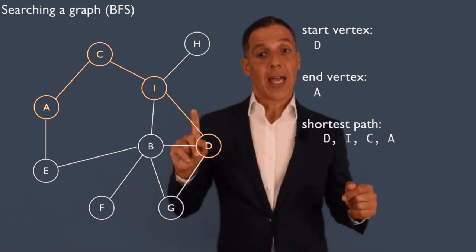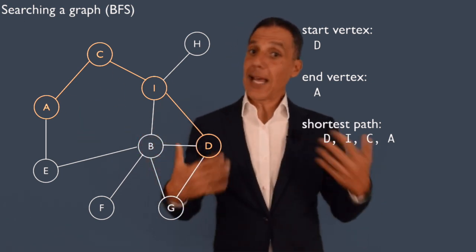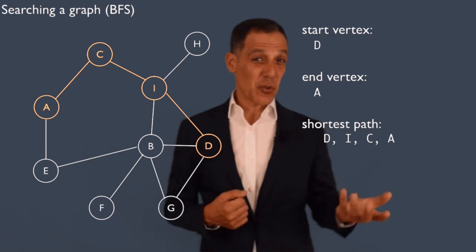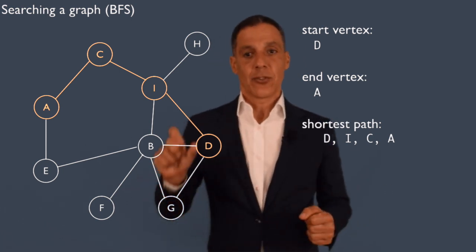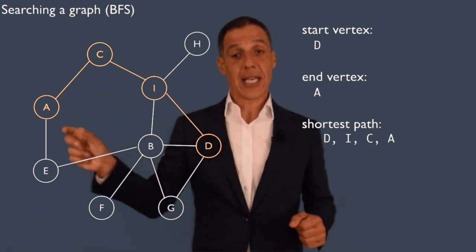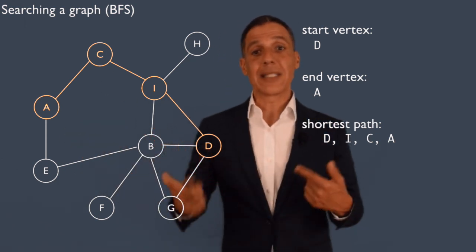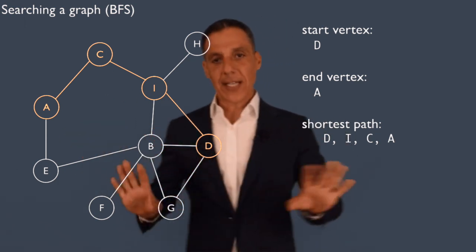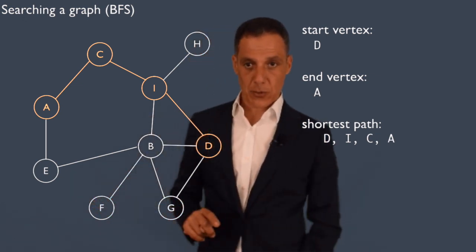Now, if these have weights on it, I might ask a different question. I might not ask the shortest, I might ask the cheapest. So if the weights were associated with the cost, I might not want to know how many hops. I might want to know what is the least cost associated with it. We're not going to talk about that here. We're only going to talk about the shortest path.